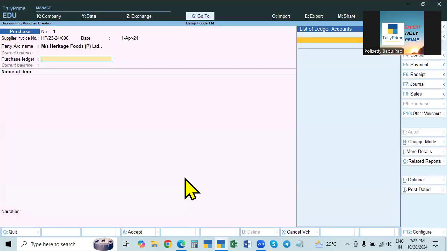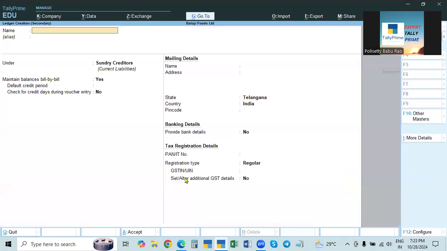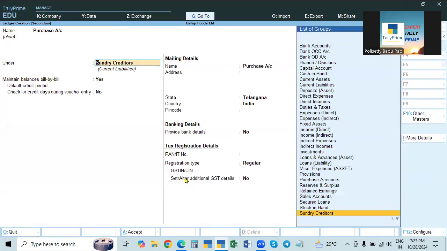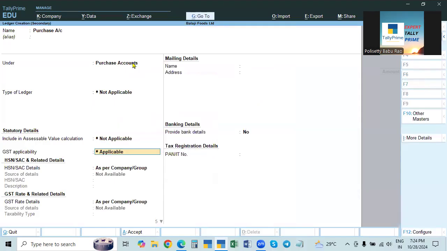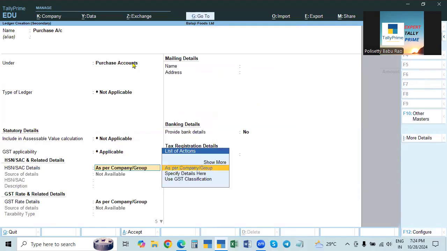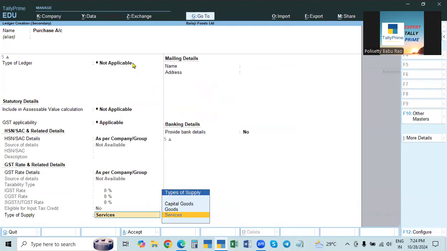And here we have to create purchase. You are purchasing, so I have to create the purchase account. Alt C, purchase account. A purchase account can be created in different names: purchases, local purchases, interstate purchases, GST purchases, IGST purchases. Whatever name you give, it comes under purchase accounts.